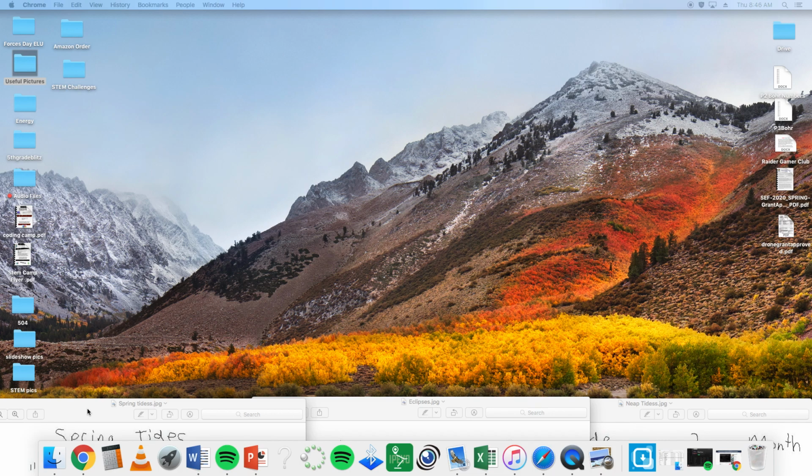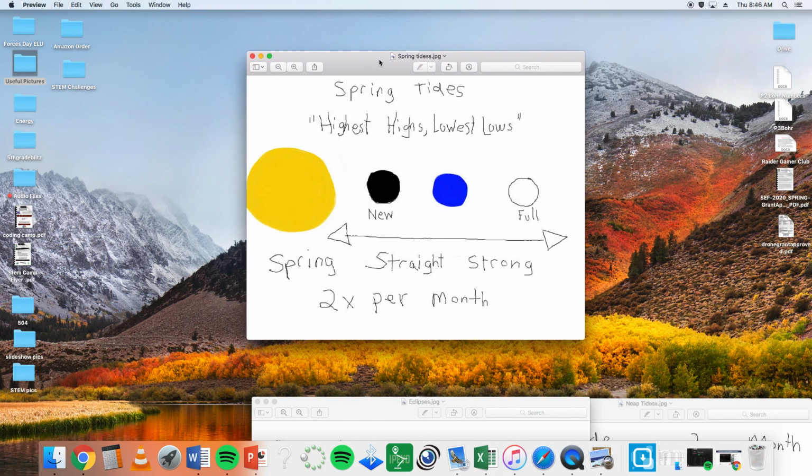So let's talk about what happens during the new and full moon. We call these highs and low tides, we call those spring tides when it lands on those 2 particular days. And the reason why we call them spring tides is because you have the full and the new moon whenever it lines up, as you can see, it lines up in a straight line. So not only is the gravity from the moon pulling on our ocean's water in that direction, the gravity from the sun is pulling in the same direction.